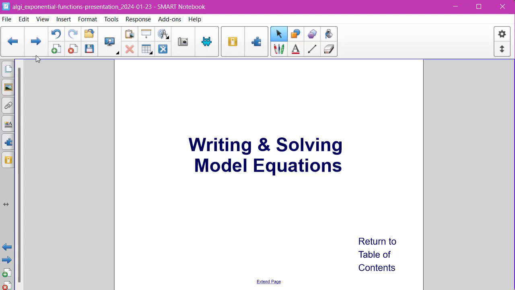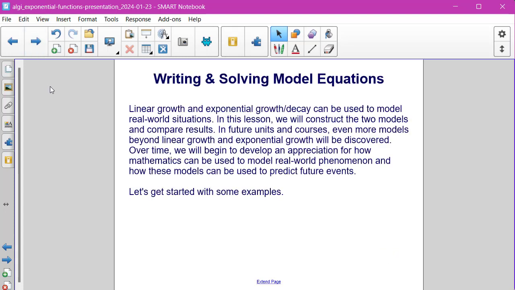Writing and solving model equations. Linear growth and exponential growth or decay can be used to model real-world situations. In this lesson, we will construct the two models, meaning linear and exponential, and compare their results. In future units and courses, even more models beyond linear growth and exponential growth will be discovered.